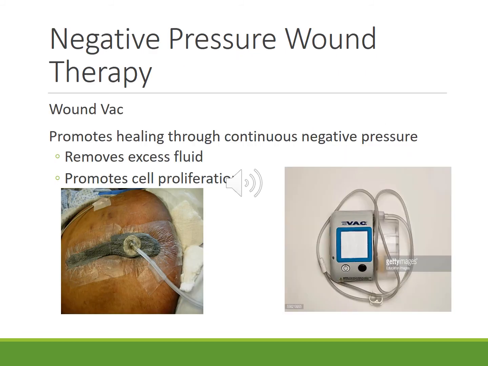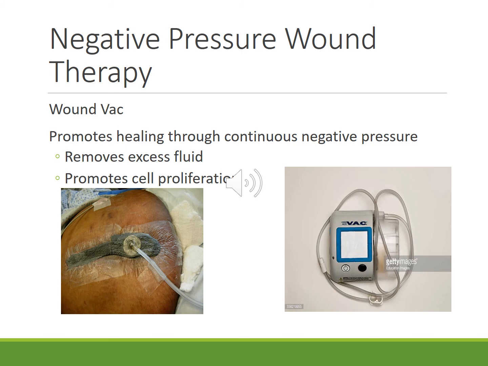I didn't see this talked about in your textbook, but I always like to put this slide in this presentation, and this is what we call a wound vac. You will see this on patients that have, for example, a stage 4 pressure ulcer, where it's super deep, down to the bone; you may see them apply a wound vac. It promotes healing through continuous negative pressure to that area. It begins to remove all this excess fluid from the wound area, and it promotes cell proliferation. The first picture is a wound vac applied to a wound on a patient. The second picture is just what the device looks like, and this is what's providing that continuous suction to this area.